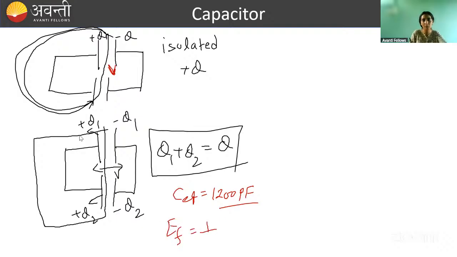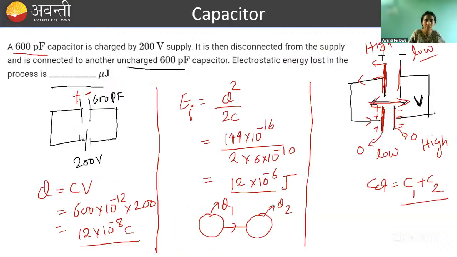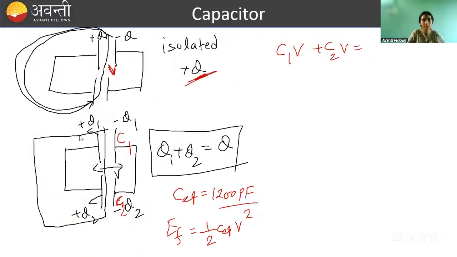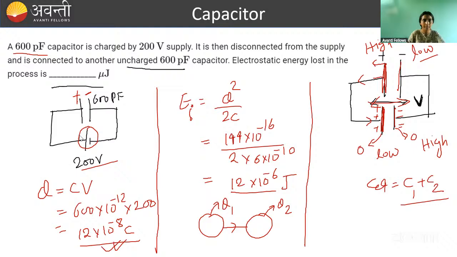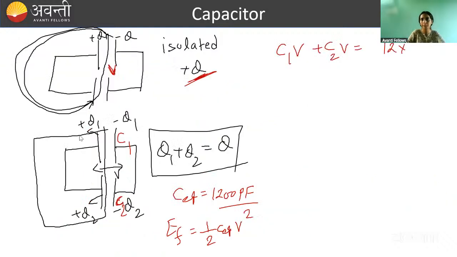Final energy तुम्हारा कितना हो जाएगा? Half C equivalent V squared. ठीक है? So we need to calculate V. अब चलो V निकालते हैं. इसका capacitance C था, इसका भी C था. So finally, the charge on this capacitor is, let's say this is C1, so it is C1V, and the charge on this capacitor is C2V, and this should be equal to Q, which is, I mean not CV, 600 into 200 something, that is 12 into 10 to the power minus 8 coulomb. So C1V plus C2V is equal to 12 into 10 to the power minus 8.